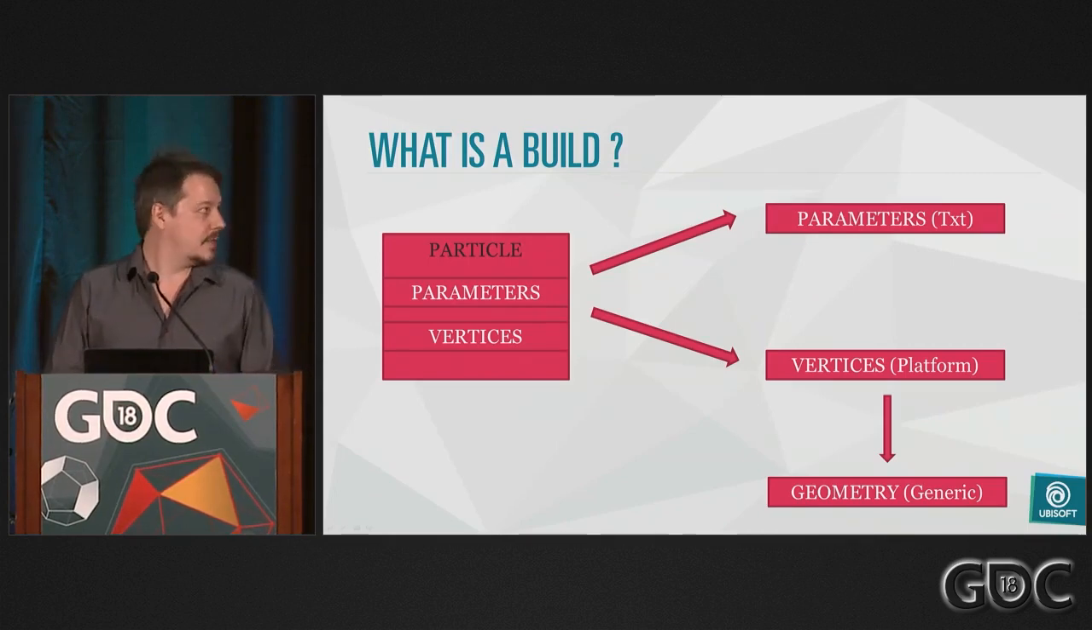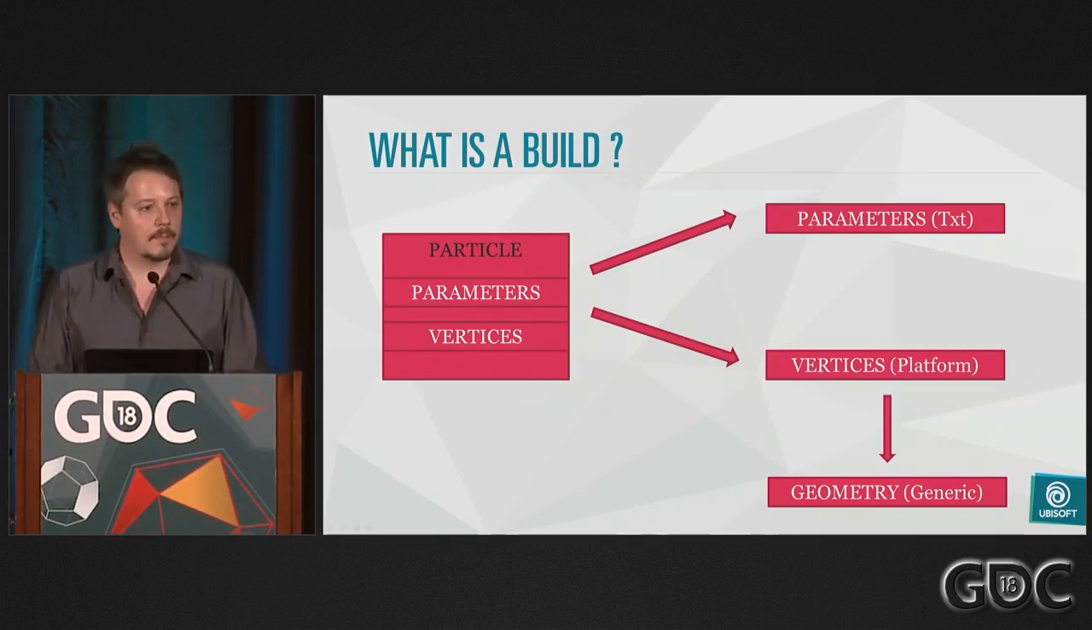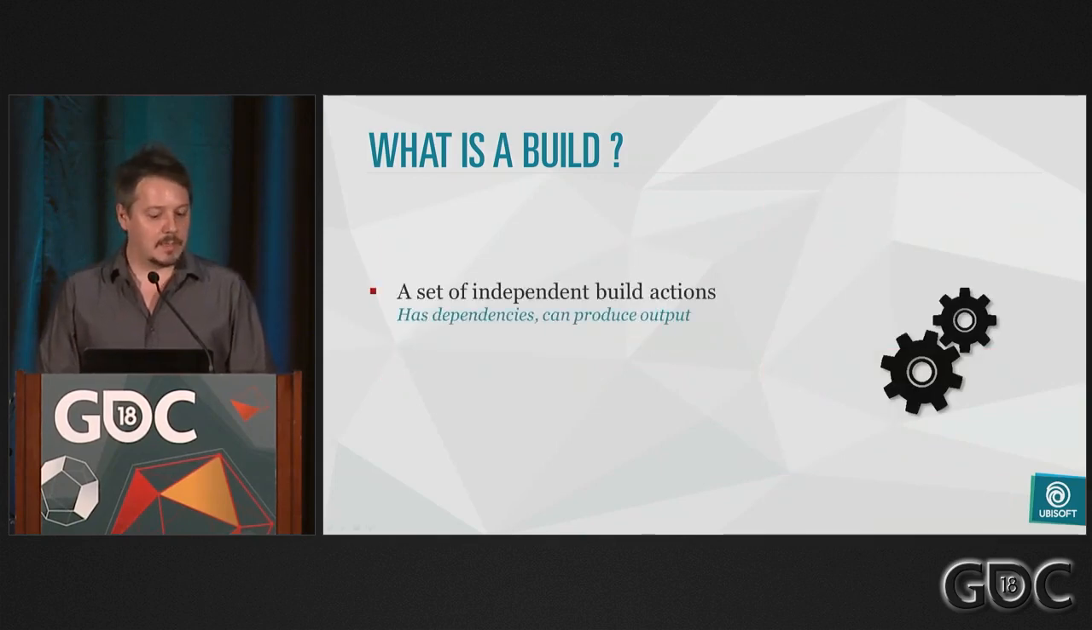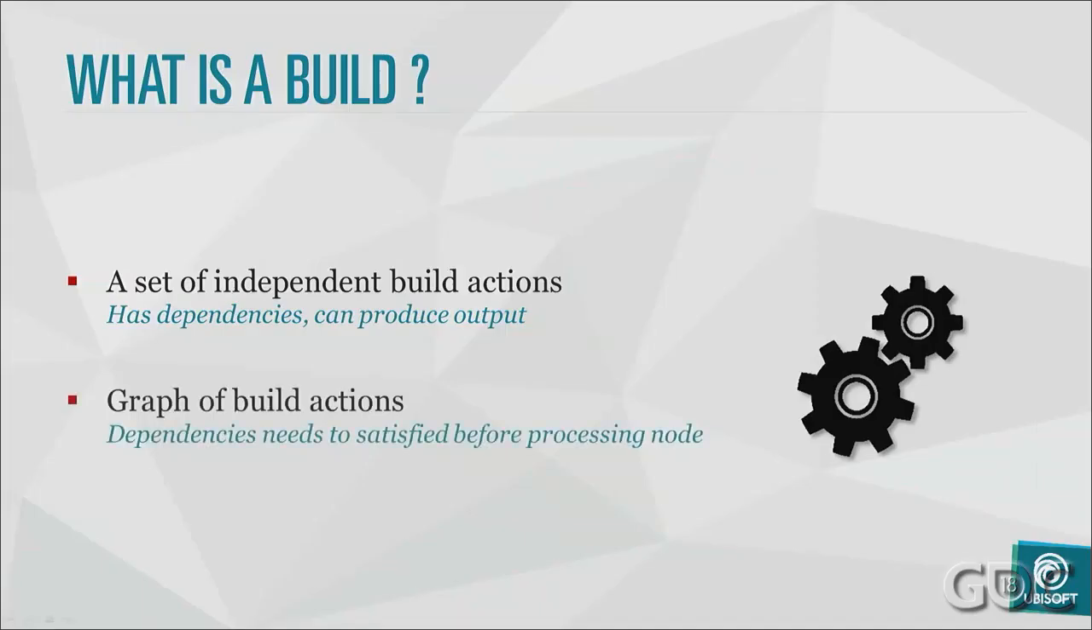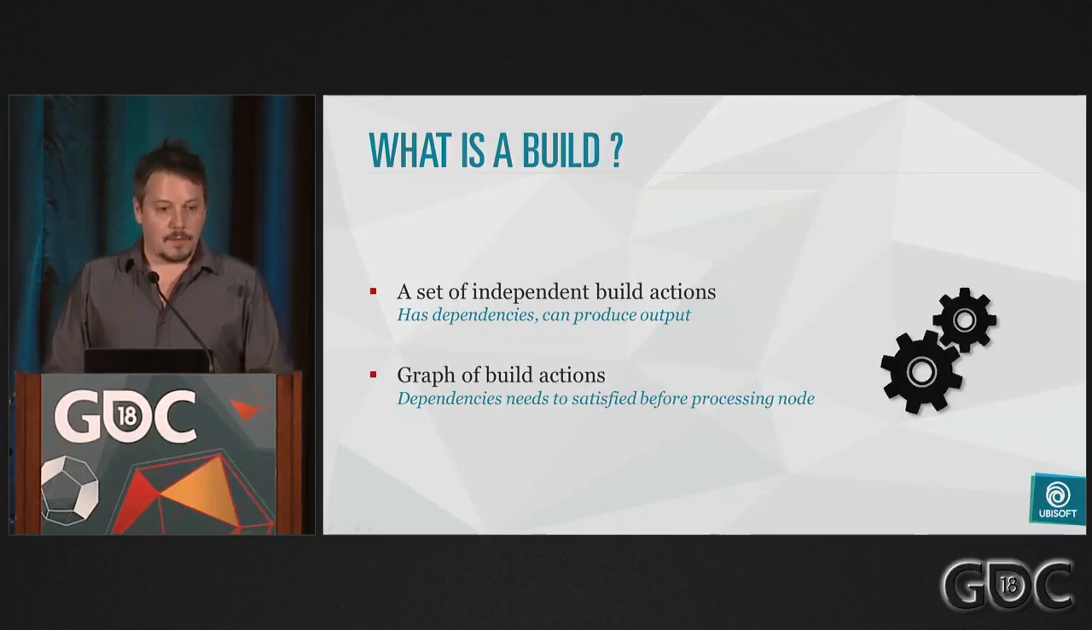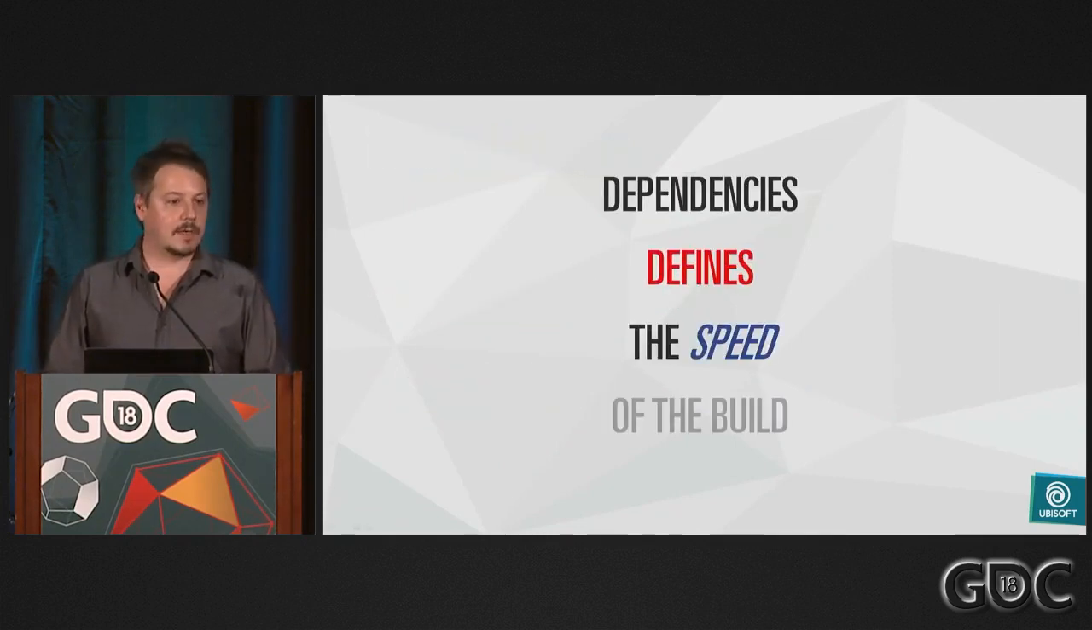So what we can see here with this really simple example is that we are building a graph of assets that have dependencies with each other. So we can define a build as being a set of independent build actions that have dependencies and can produce outputs. And all those build actions together form a dependency graph, where every dependency needs to be satisfied in order to process the node. The very first thing I'd like to stress here is that the dependencies are defining the speed of our build. Let's go through a simple example to understand what I mean by that.